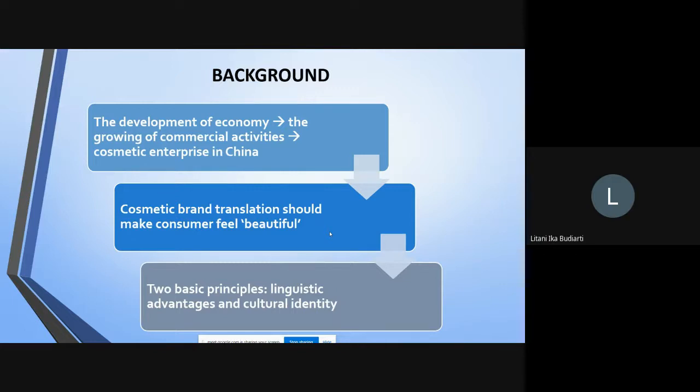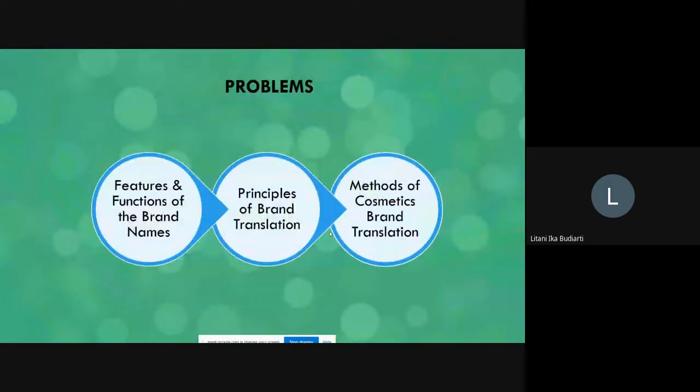And here we have two basic principles as the background of the study, which is, as I said before, linguistic advantages and cultural identity. And the problems: features and functions of brand names, principles of brand translation, and methods of cosmetic brand translation. So why do these three become the main problems? Because when we are going to translate a cosmetic brand, it is really different from just translating a text.